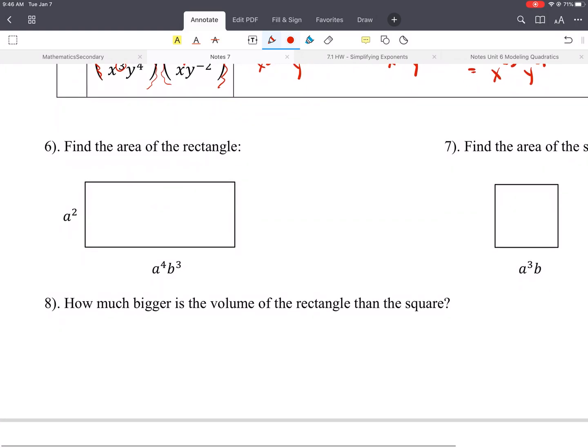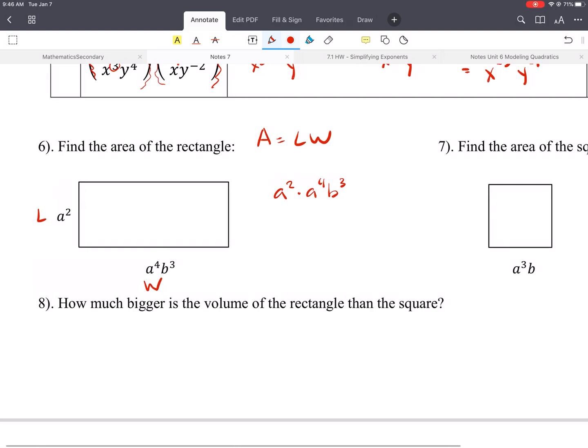Okay, this is another problem that we kind of already did. Area, we know that area is length times width. You could say that this would be length, this could be your width. And we just want to find the area, so we'll just multiply them. A squared times a to the fourth times b to the third. Okay, and then we just need to simplify. Since the a's are being multiplied, we're going to add those exponents. So a to the sixth, b to the third.